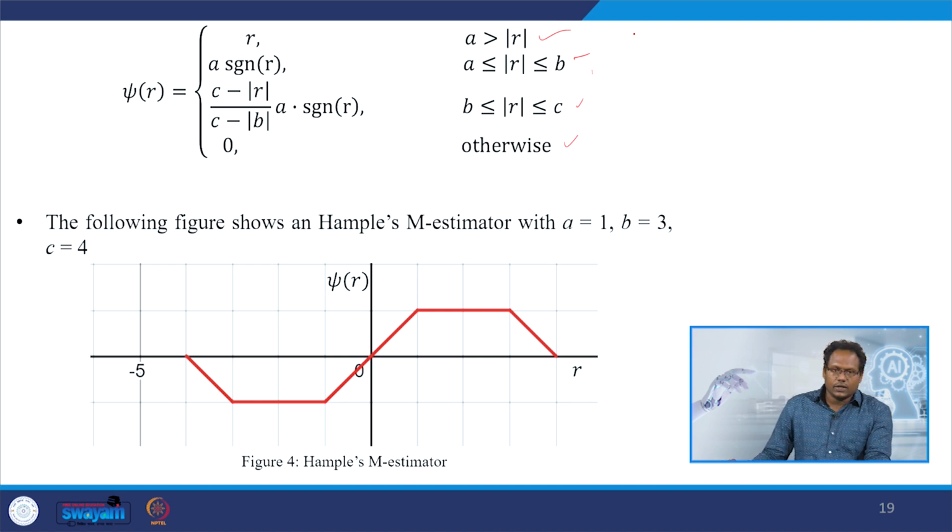Now, the following figure shows a Hampel's M estimator with A value given by 1, B being 3 and C being 4. This is the Hampel's M estimator for the given values of A, B and C.